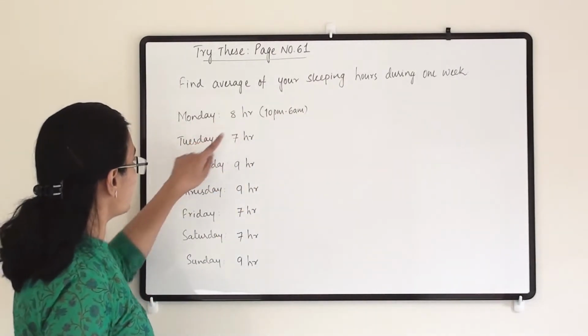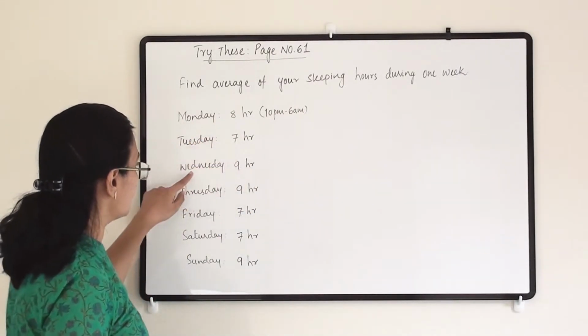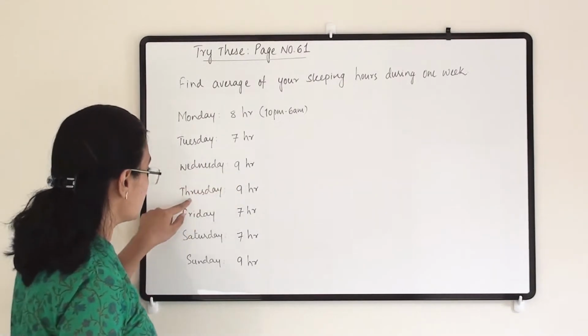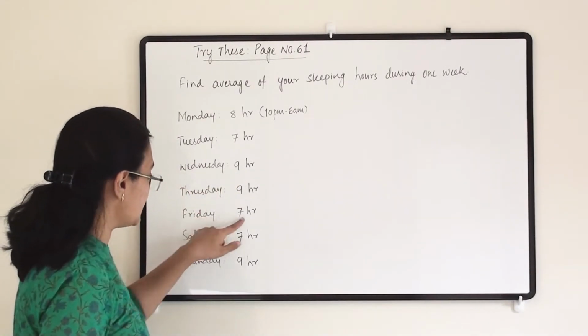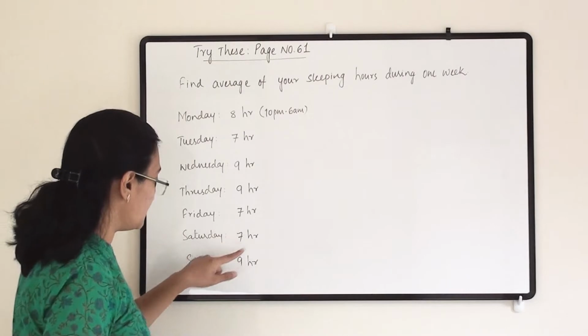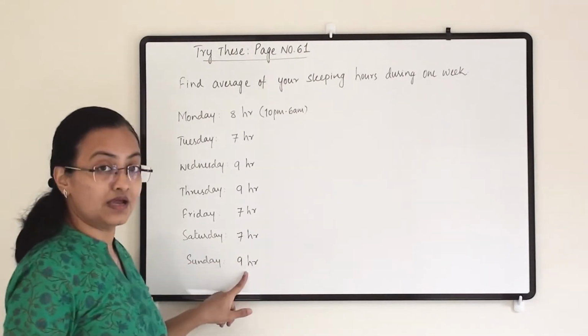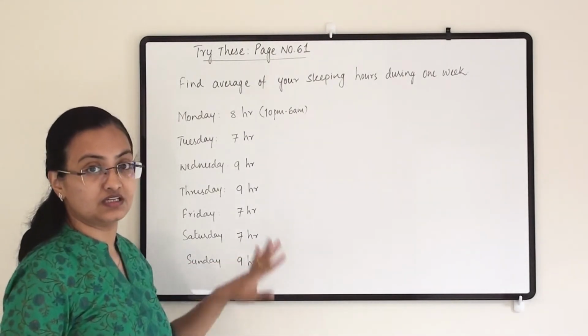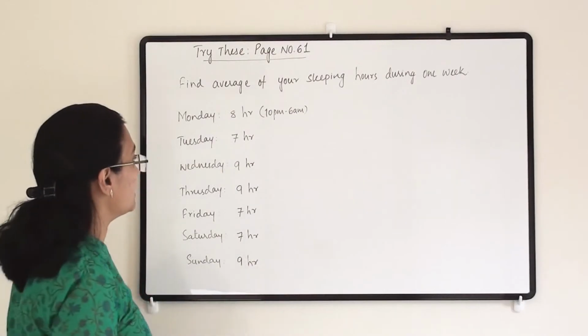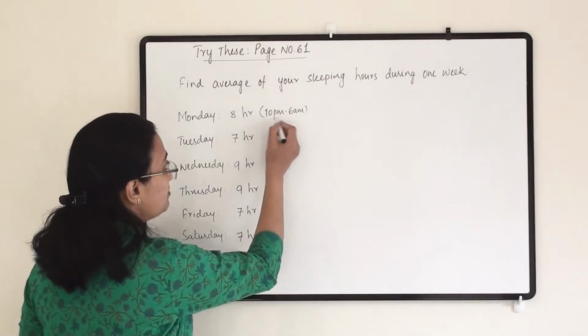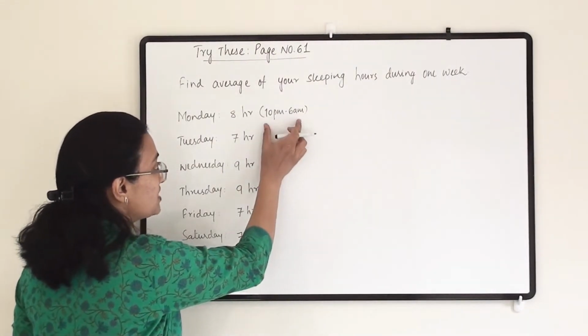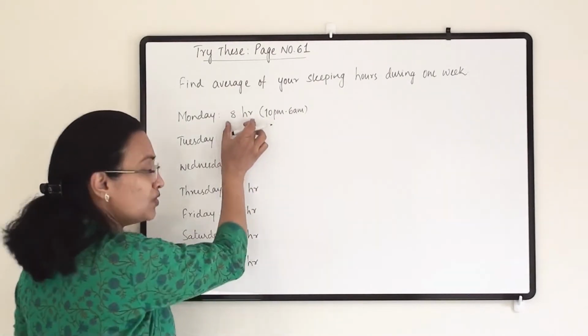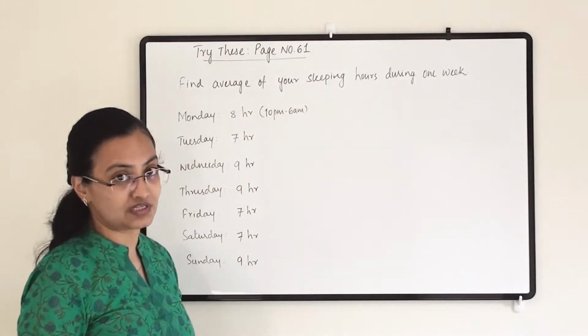Monday 8 hours, Tuesday 7 hours, Wednesday 9 hours, Thursday 9 hours, Friday 7 hours, Saturday 7 hours and Sunday 9 hours of sleep you are taking. These are the generalized data, and here I have counted time from 10 p.m. to 6 a.m. So when you are sleeping for this much time, you are covering 8 hours of your sleep.